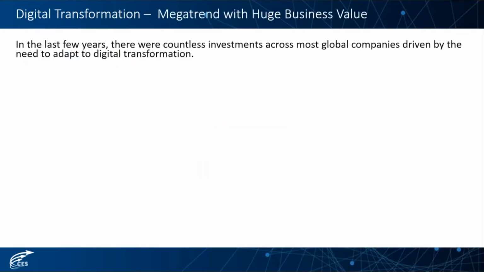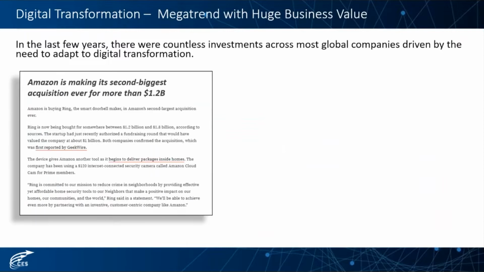In the last few years, the need for such transformation has been increasing exponentially, with companies spending billions of dollars on acquiring companies, technologies, and intellectual property that can help them enhance their digital transformation efforts. You might be surprised that a company like Amazon acquired Ring, the doorbell company, which we saw in the previous slide, for more than $1 billion.